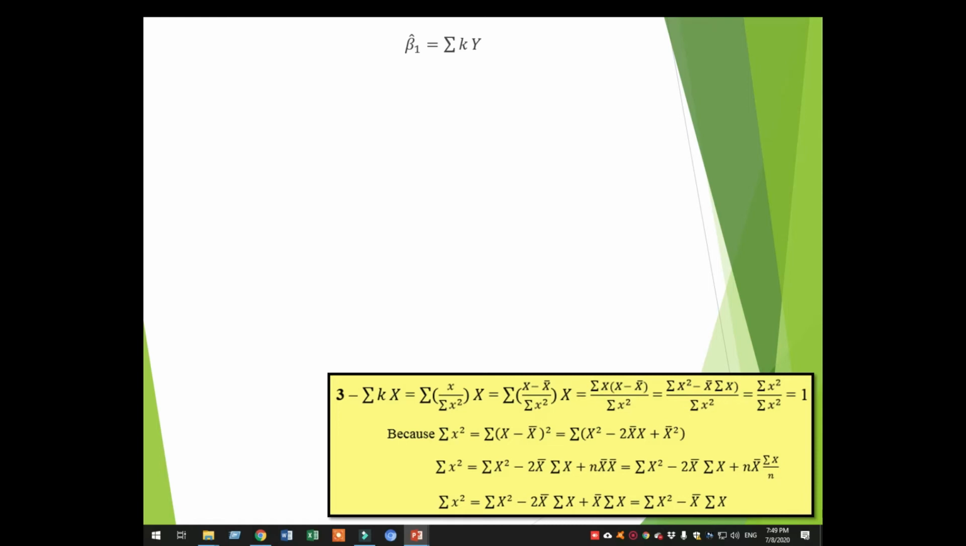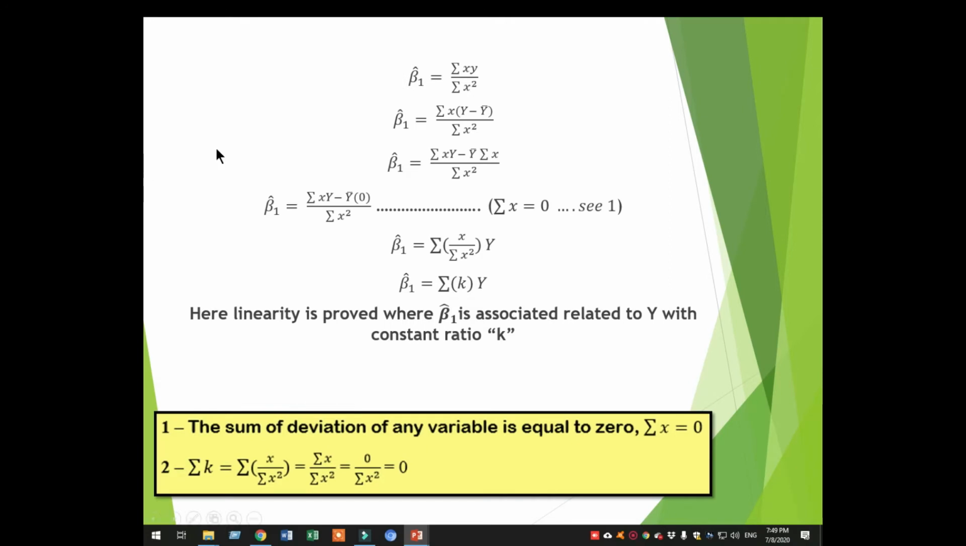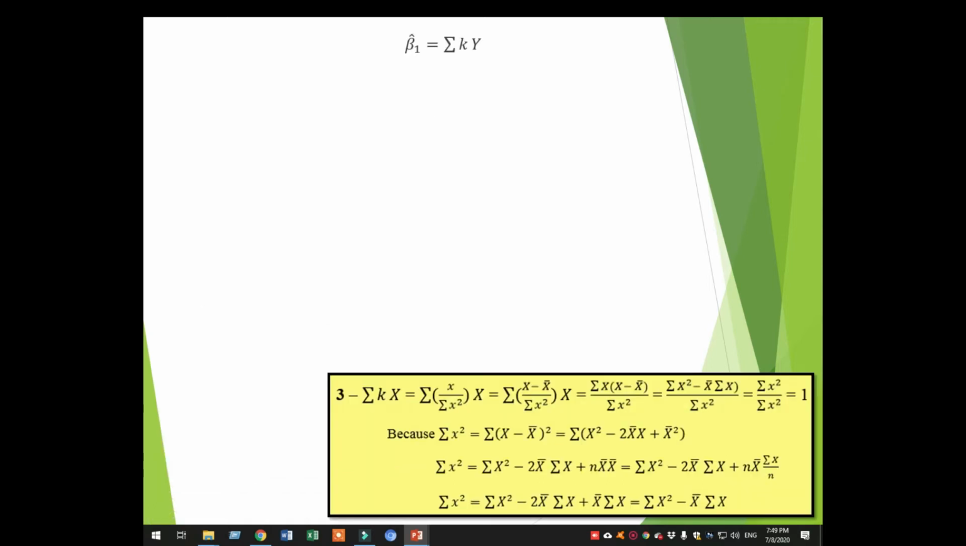Now I'll be doing some more explanation here. I'm taking B1 cap equal to summation ky, which I've taken from the last expression. I'm just following this statement, and taking the expression B1 cap is equal to summation small ky. I'm putting in the value of y, because we know that capital Y is simply our model, that is b0 plus b1 x plus u, and by multiplying by k we get this expression.